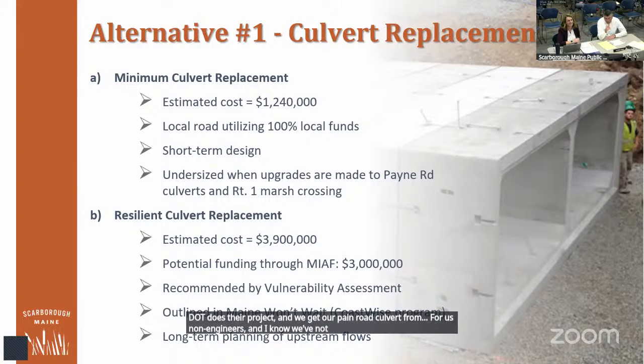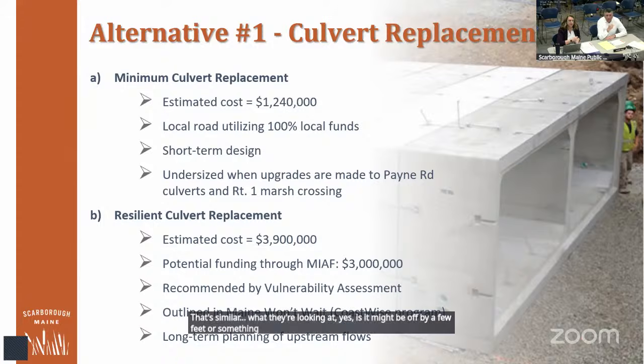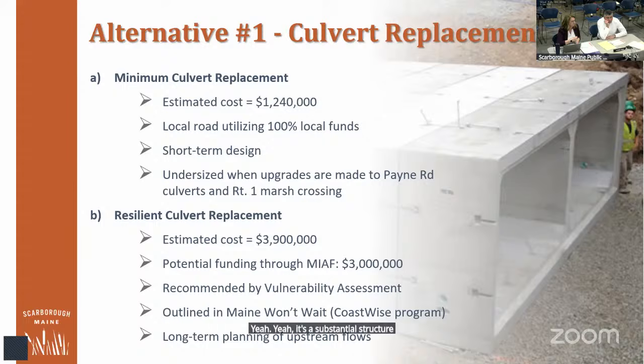Designed it, but the picture shown in the back, is that emblematic of the minimum culvert? That's similar to what they're looking at, yes. It might be off by a few feet, but it's a 5 by 20 foot culvert, the so-called Bucks culvert. Yes, it's a substantial structure, even the minimum.